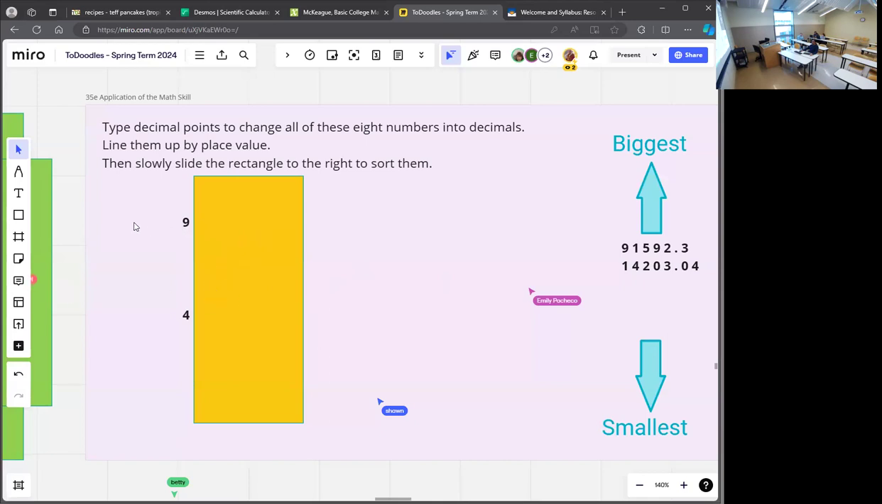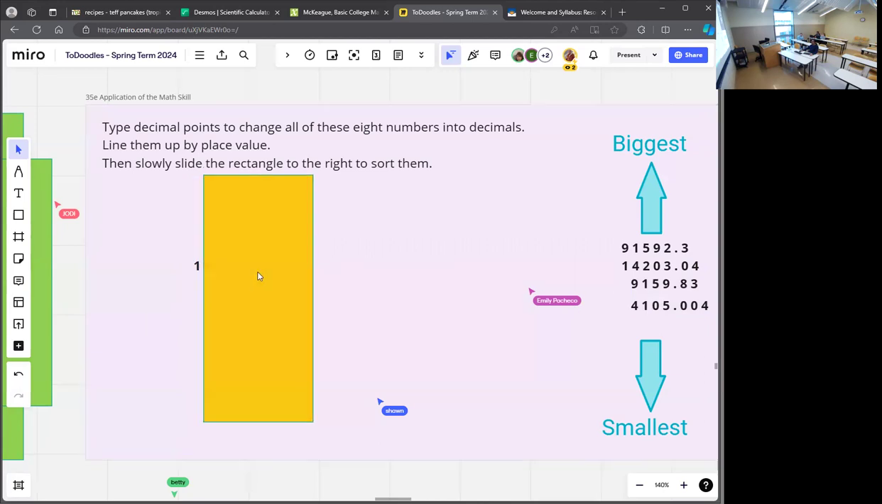There's the two biggest, now we'll slide things a little more. There's a number with a 9, and then a number with a 4, so this is going to be next. And then that one, it doesn't matter what they have in the hundreds, the thousands is enough to make it bigger. Oh, there's a 1, so there's something that only has hundreds. Nothing bigger.